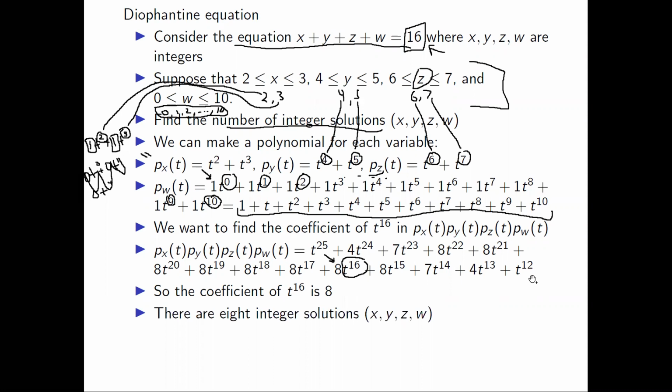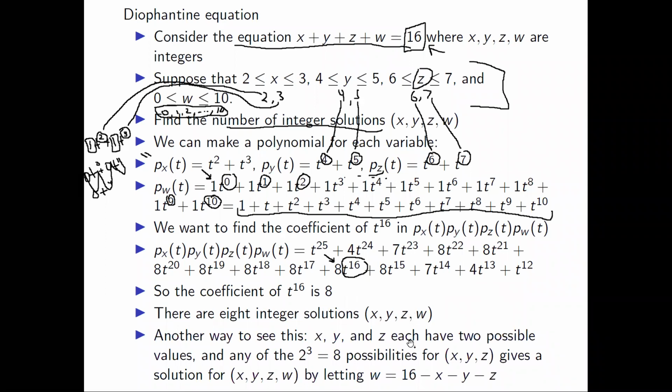Now, there was a way to see that there were 8 integer solutions that is a little faster than using the polynomials. So let's talk a little bit about that. I claim that any possibilities for x, for y, and for z can be combined together to give us a possibility for x, y, and z. More specifically, x, y, and z each have 2 possibilities. The x, its 2 possibilities are 2 and 3. The y, its 2 possibilities are 4 and 5. The z, its 2 possibilities are 6 and 7.